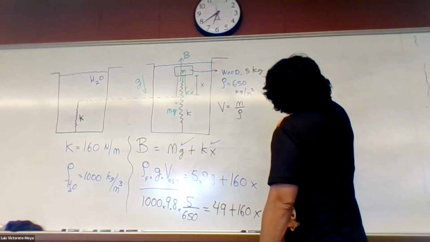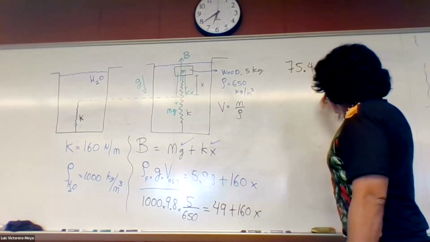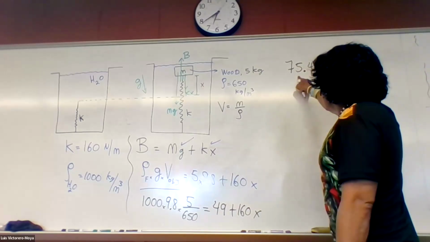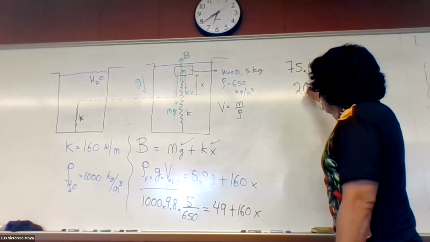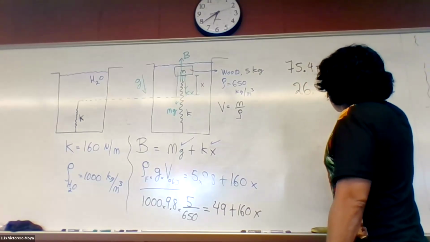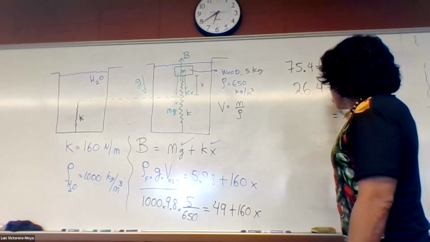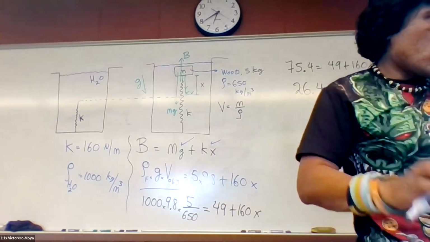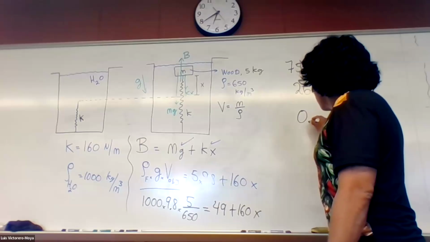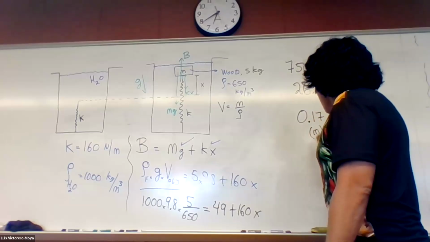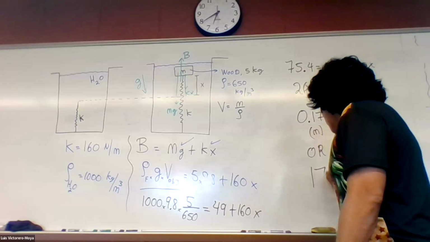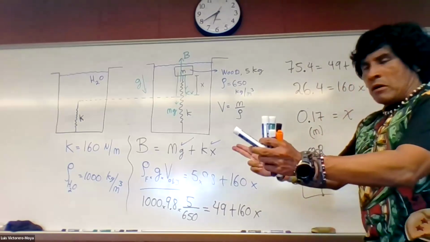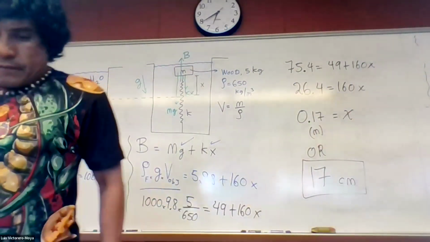So 75.4 equals to 49 plus 160x. If I subtract 49, that's 26.4 equals to 160x. So x equals to that divided by that. 0.165, 0.17 meters. Or 17 centimeters. It makes sense. It's about like a ruler. So there you have it.